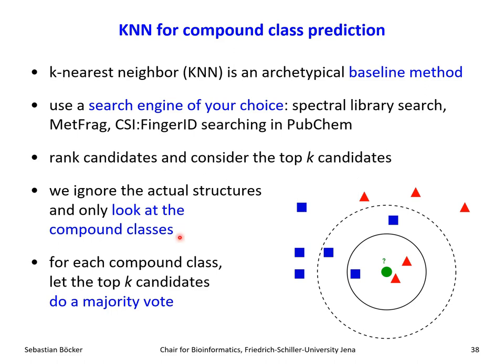And then you look around your query and check for the top three, for example, how many say the compound class is a no and how many say the compound class is a yes. You do that for every compound class individually. In this case, KNN with K equals 3 would say no for the compound class. If you would use KNN with K equals 5, it would say yes, because you have 3 votes for yes. Red is no and blue is yes, quite obviously. You do that individually for each compound class, and then you get a prediction for the complete set of compound classes.